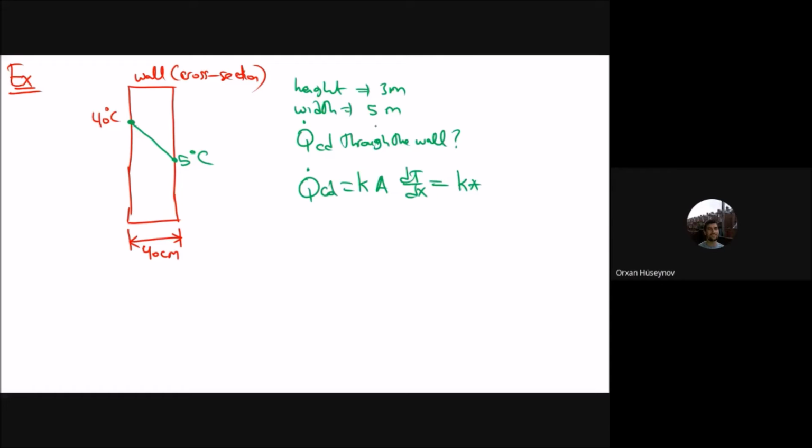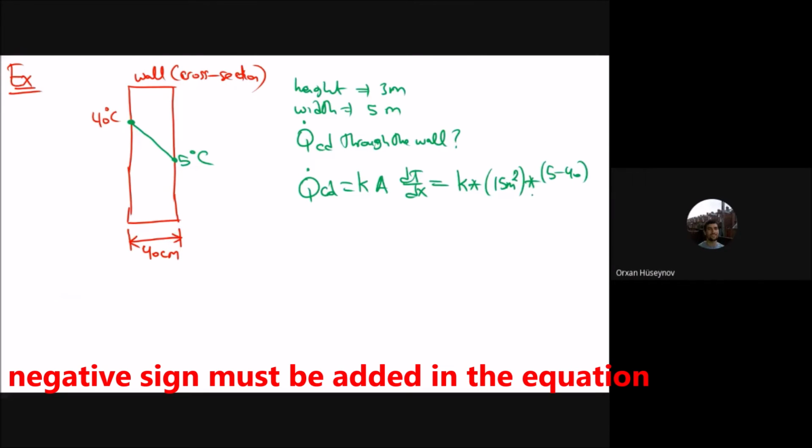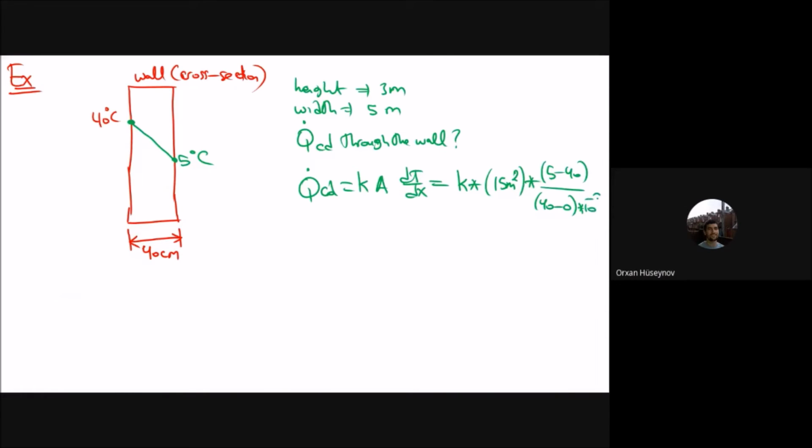and the cross-sectional area of the wall, which is 3 meters high and 5 meters into the page, so it will be 15 meters squared. And the delta T by delta x will be 5 minus 40, over 40 centimeters minus 0, times 10 to the negative 2. So this is 15 meters squared, and you should be very careful about the dimension. It is 40 centimeters, which should be converted into meters.